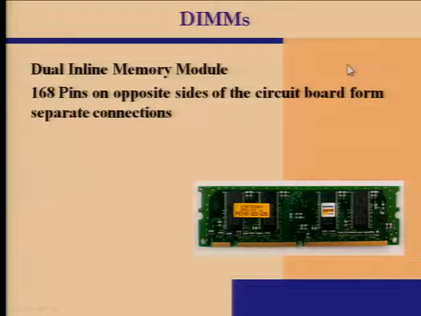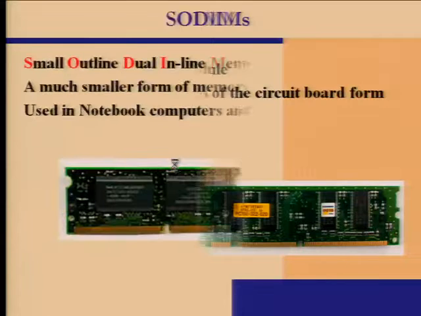The opposite of that is DIMM, dual inline memory module. In this case, there are 168 pins altogether, quite a number, on opposite sides of the circuit board. However, they are not connected together. That means each side gives you half, 168 divided by 2. So the 2 sides add up together to 168 pins for you to slot into the memory connector on the motherboard.